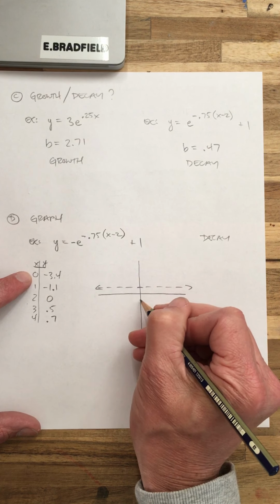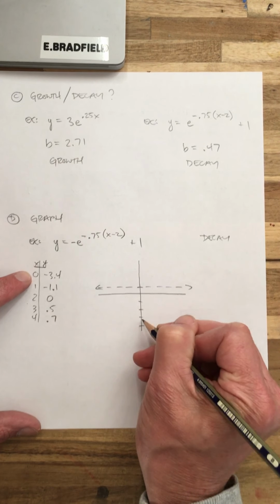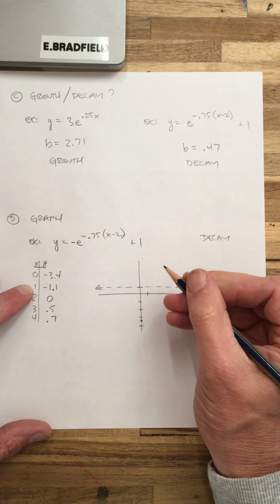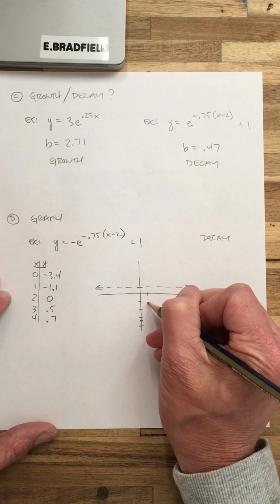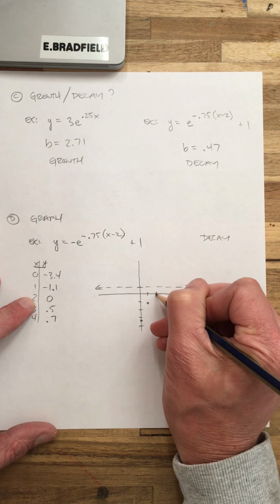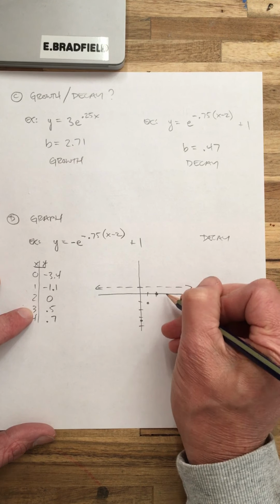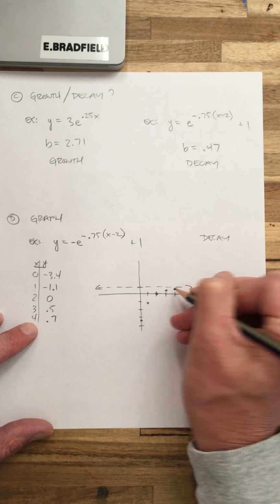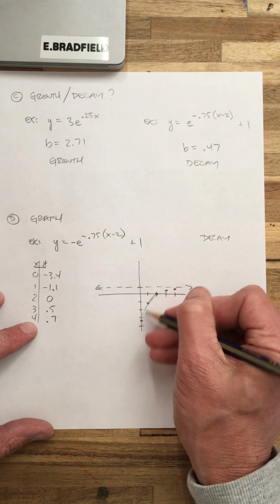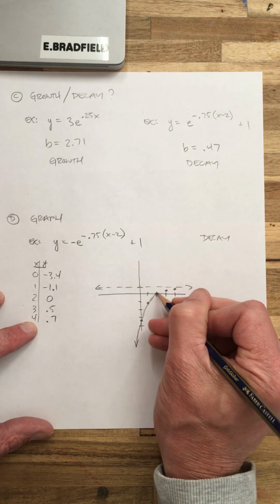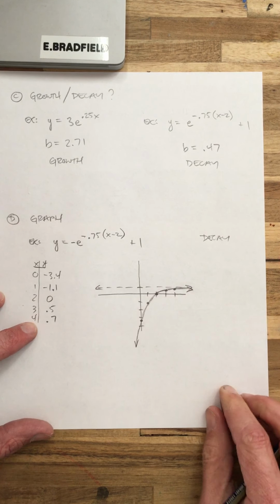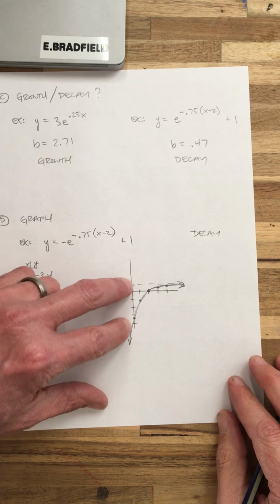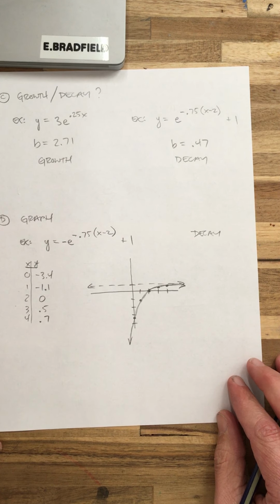0, -3.4, so 1, 2, 3.4 is right there. 1 is -1.1, so -1.1 is right there. 2, 0. 3, 0.5. 4, 0.7. It's right there, and here is my graph. I know we talked about it last time, that's decay, because as you read it from left to right, look at the space between this and the asymptote. It's getting smaller as we go to the right.